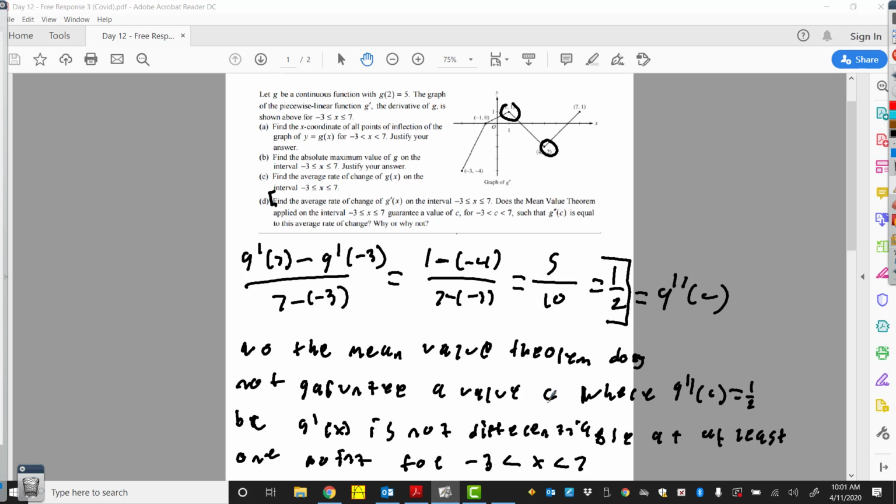And so this is 2 points. 1 point for getting the correct average rate of change, not average value, and then 1 point for the answer of no with reasoning. Okay, so 2 points here, 2 points here, 3 points, and 2 points.